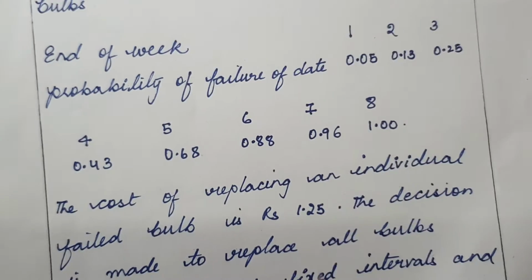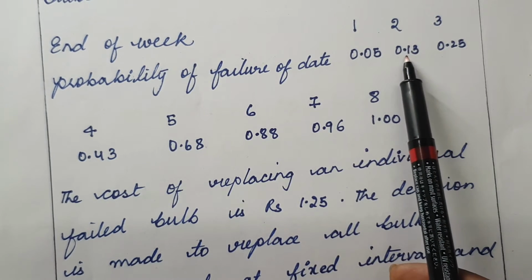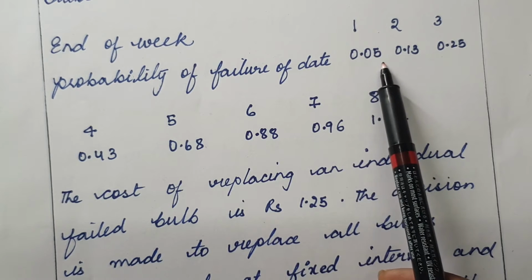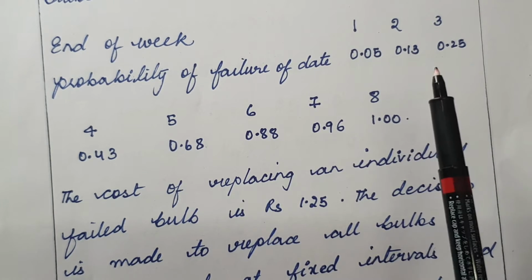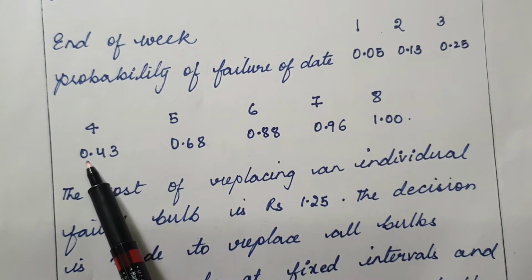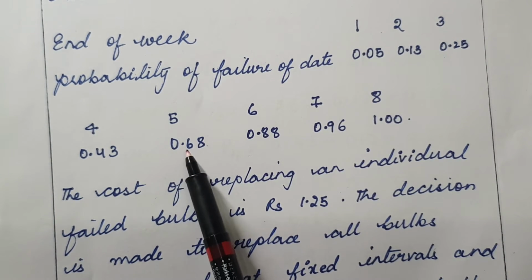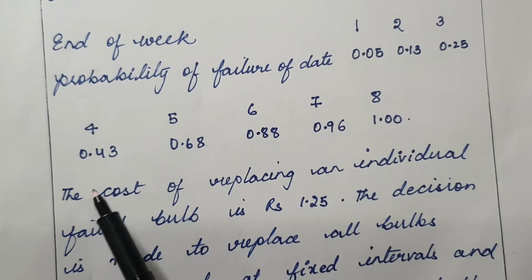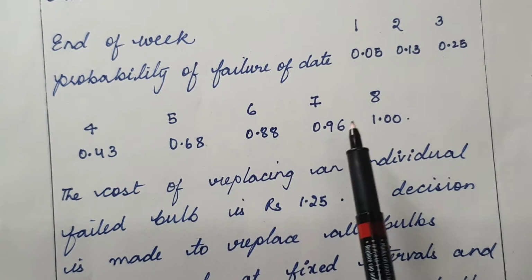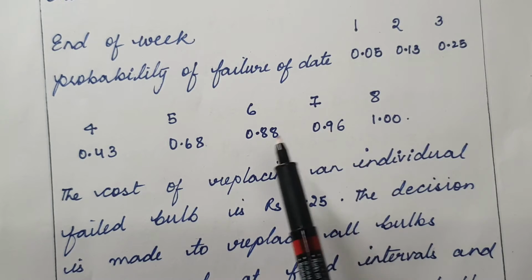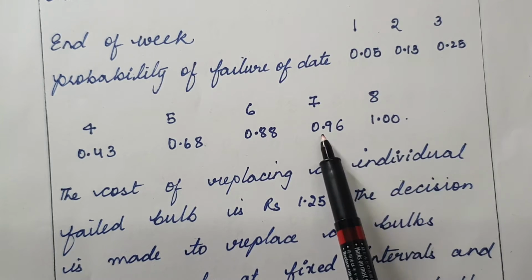Now for the first year you write it as it is, that is 0.05. Second year, 0.13 minus 0.05. Third year, 0.25 minus 0.13. Fourth year, 0.43 minus 0.25. Fifth year, 0.68 minus 0.43. Sixth year, 0.88 minus 0.68. Seventh year, 0.96 minus 0.88. Eighth year, 1 minus 0.96.